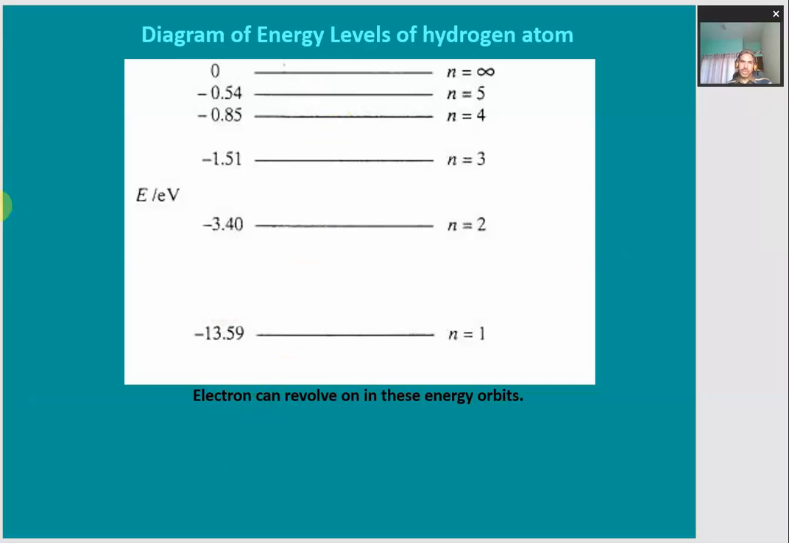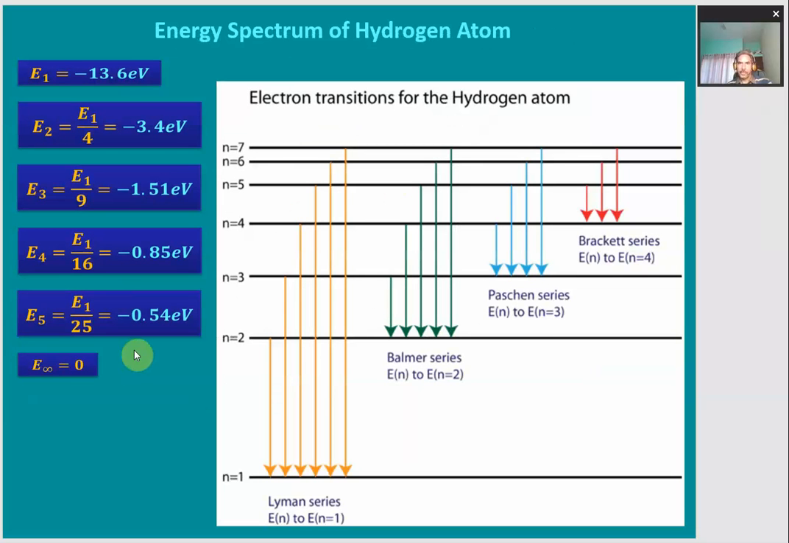Now we are approaching the spectral lines of hydrogen atom. How do they exist? We have calculated the energy of each and every possible energy orbit which can exist according to Bohr's theory. So this is the energy spectrum of hydrogen atom. Transition takes place only when the electron jumps from one orbit to another orbit, meaning orbits of different energy levels.